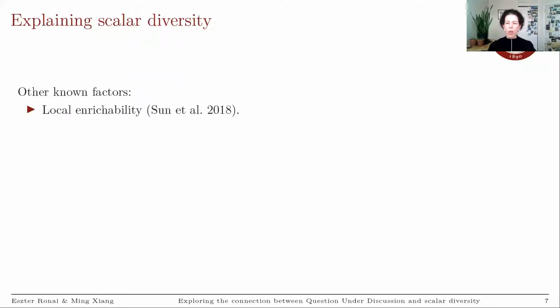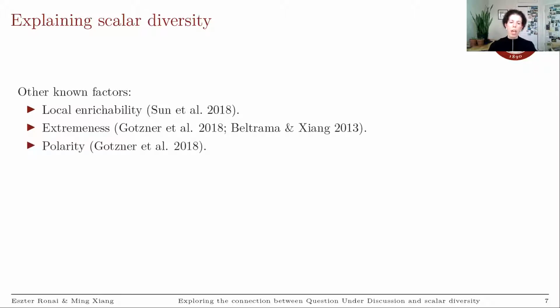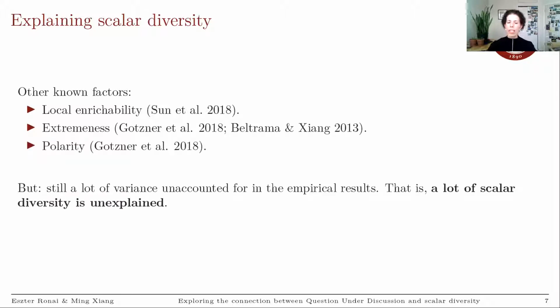And there are a number of other known factors that existing work has identified that predict scalar diversity to some extent, for instance, local enrichability, or extremeness, or polarity. But what is important for us today is that even though some such factors have been identified, there is still a lot of variation unaccounted for in the empirical results. Or in other words, a lot of scalar diversity is still unexplained.